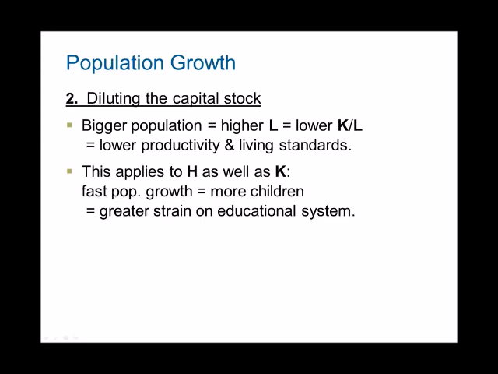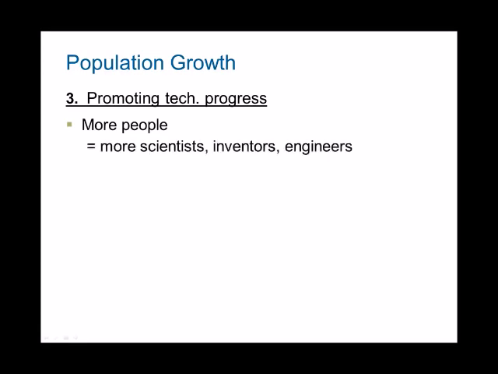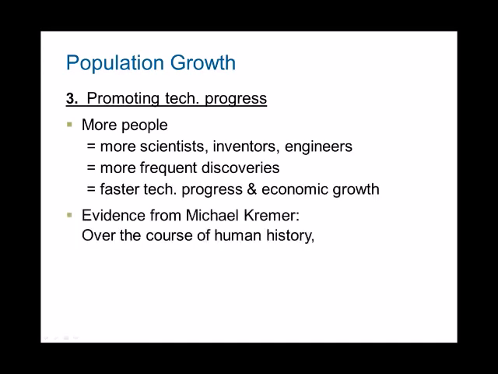If you have more population growth, it means more education expenditure and health expenditure for children. So it puts a greater strain on the education system. Countries that have faster population growth tend to have lower education attainment because the government can't provide adequate education to all the children. However, it also can promote technological progress because if you have more people, you have more scientists, inventors, engineers, more discoveries, faster progress, and economic growth.